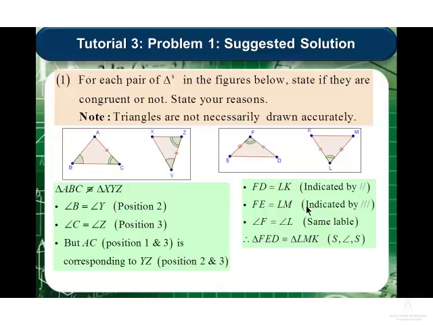So in this case, we have that the two triangles are indeed congruent, and the reason is two sides correspondingly equal, and also the corresponding angle between the two sides in each case is the same. So we have side, angle, side as the reason for the congruency in this particular case. Let us have a look at the suggested solution for problem 2 of tutorial 3.